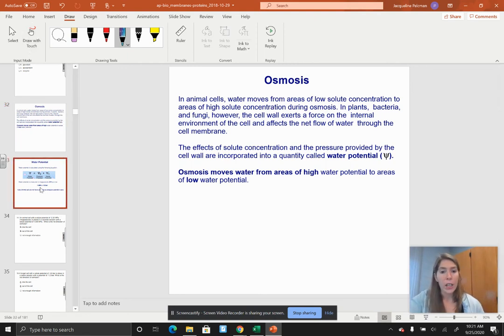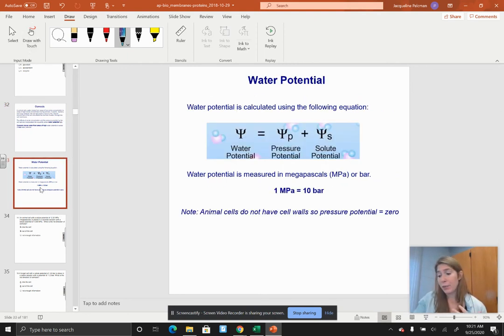All right, so this is the formula for water potential. That little trident-like symbol is actually called psi. As Bozeman Science likes to say, Poseidon carried a trident, which looks a little bit like that. So any Percy Jackson fans in the house, right? Water potential equals pressure potential plus solute potential.